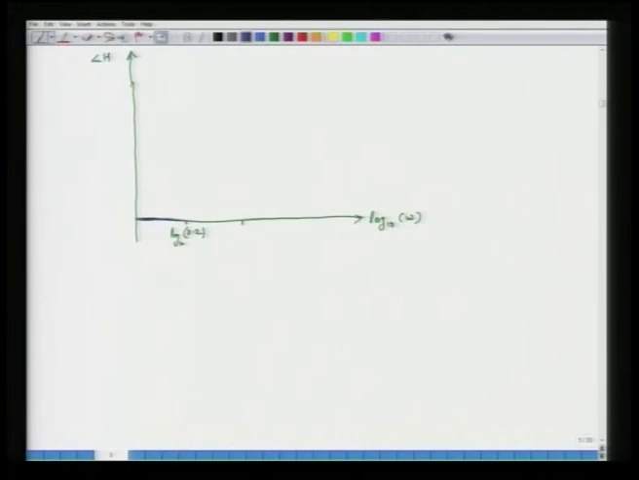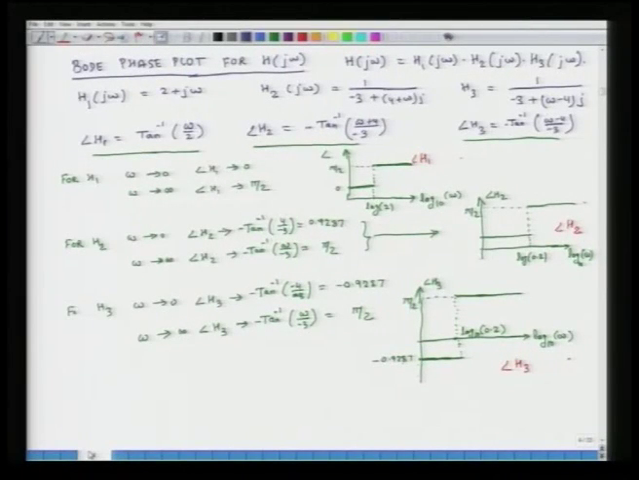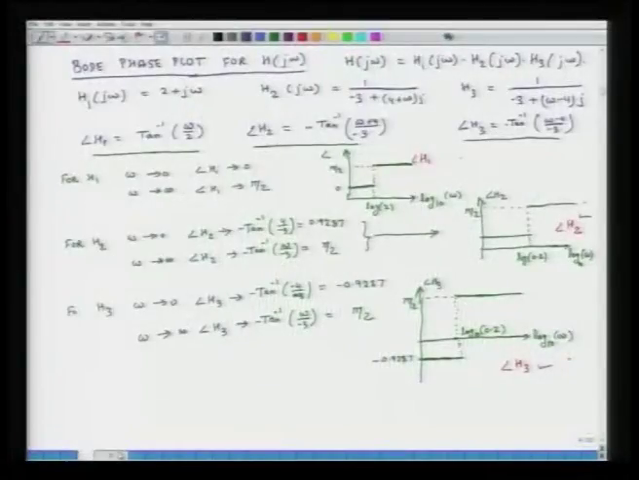So, this is what it corresponds to, this dark blue curve. For the angular frequency range from 0.2 to 2, the contribution from H2 and H3 is pi over 2 radians. We see it from here. Contribution from H2 and H3 is pi over 2 radians, while contribution from H1 still remains 0, because the low frequency asymptote for H1 is 0 up to 2 radians per second.